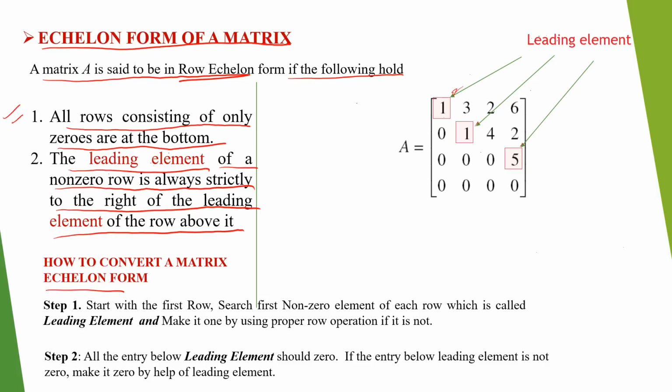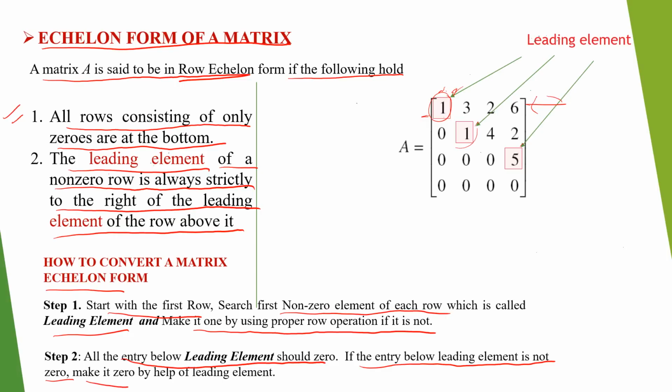Step 1 is to start with the first row and search for the non-zero element of that row, which is called the leading element. Make it 1 by using the proper row operation. If it is already 1, then it's okay, otherwise you make it 1. That is called the leading element, and with the help of that element all the entries below should be made 0. If an entry below the leading element is not 0, make it 0 with the help of that leading element.